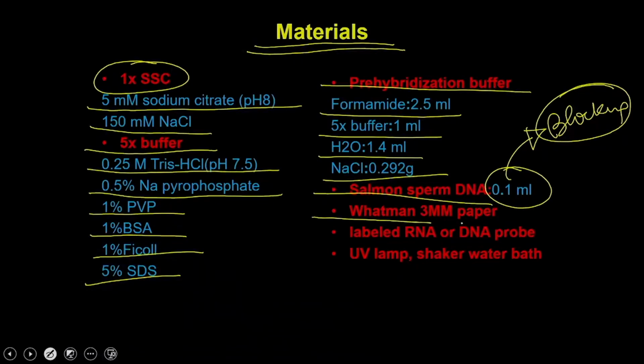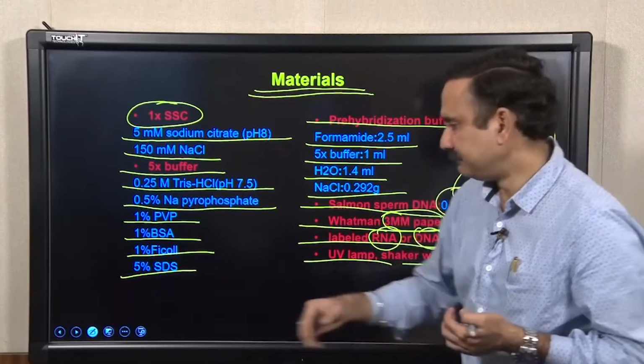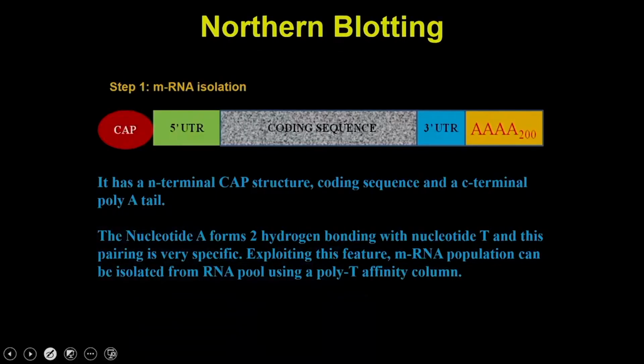Then you require the Whatman filter paper, the 3 mm thick Whatman filter paper that you are going to use during the blotting process, and then you require the labeled RNA or the DNA probes. Then you require the UV lamps, shaker and water bath, that you require for detecting the transfer of the messenger RNA onto the nitrocellulose membrane, or to do all sorts of incubations and other kinds of processes. And then you also require these instruments for collecting the autoradiograms. So, in step 1 you have to do the messenger RNA isolation.